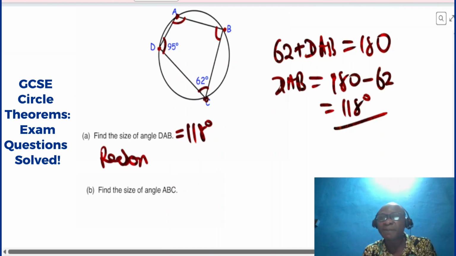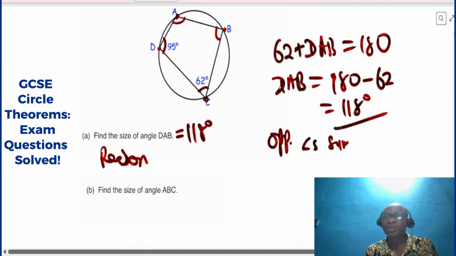What you do is simply come here and write opposite angles. That thing you stated. Opposite angles sum to what? Or you say opposite angles are supplementary. Opposite angles of a cyclic quadrilateral. Do you understand? So you put it inside the bracket. I hope that makes sense.